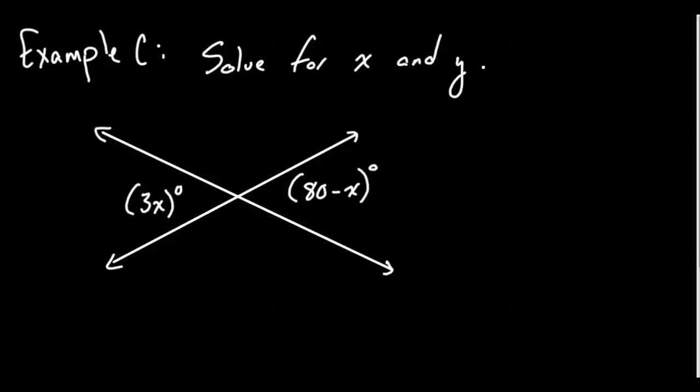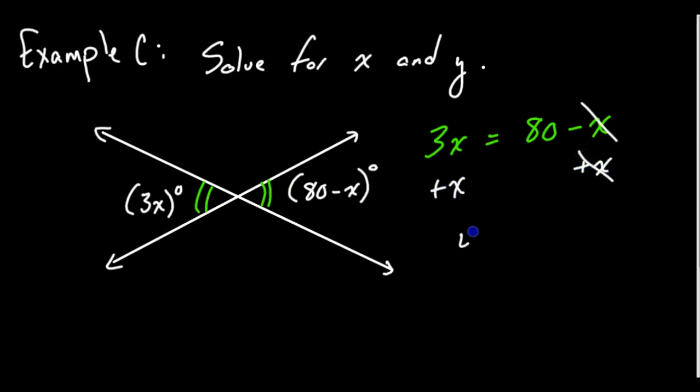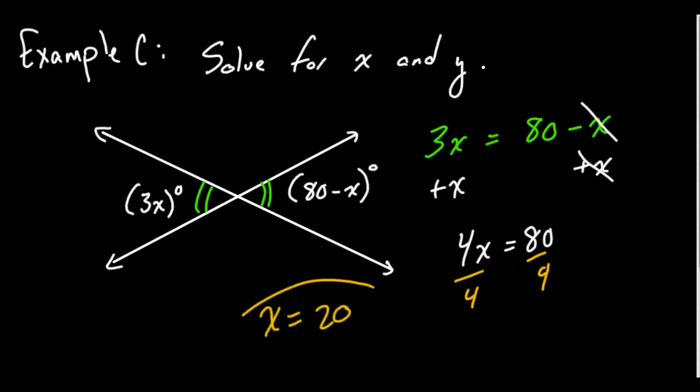All right, solve for x and y with the vertical angle idea going. Remember, we said opposite angles are congruent when we're dealing with vertical angles. So 3x equals 80 minus x. To solve this, we're going to quickly add x to both sides to cancel those. So we're left with 4x equals 80. Divide each side by 4. And we're left with the answer of x equals 20. Piece of cake.